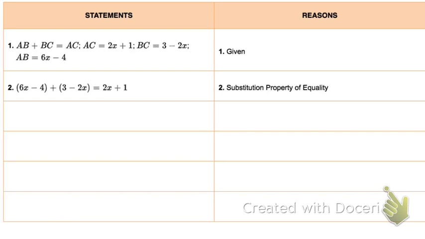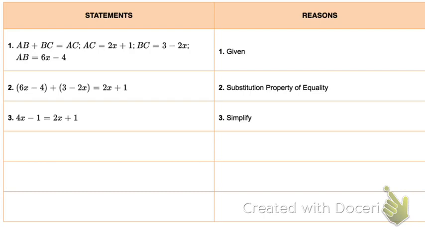Like the 6x minus the 2x, that's 4x. And that minus 4 plus 3, or plus 3, is minus 1. So I simplified that. This is the one reason that you don't have to use one of the properties. You can just say that you simplify. Or some people will say combine like terms. They're not actually giving one of the properties.